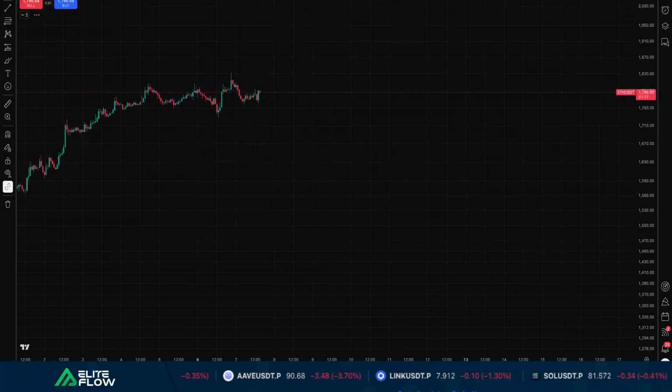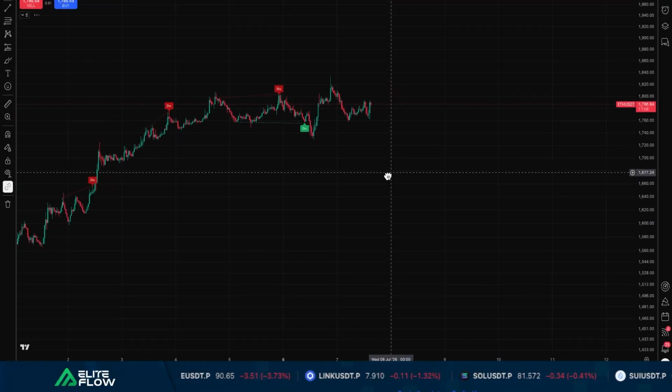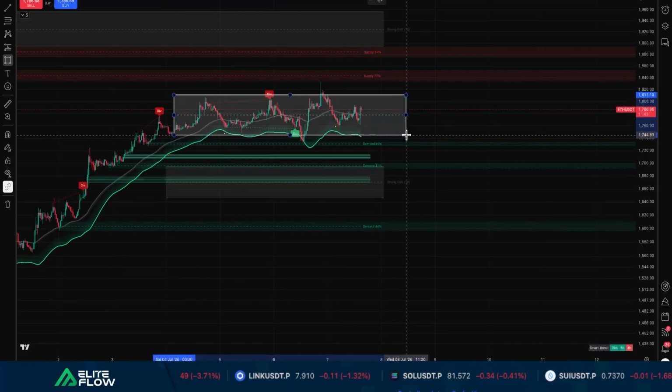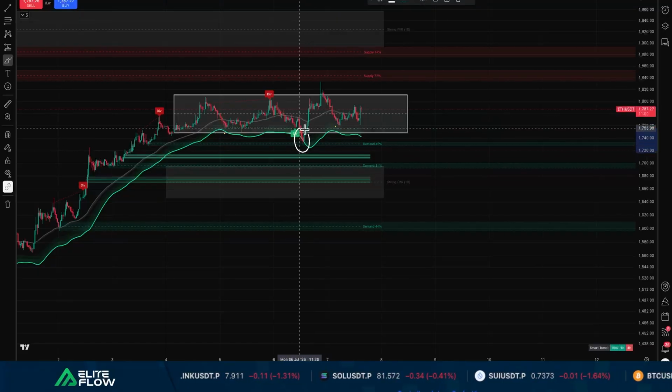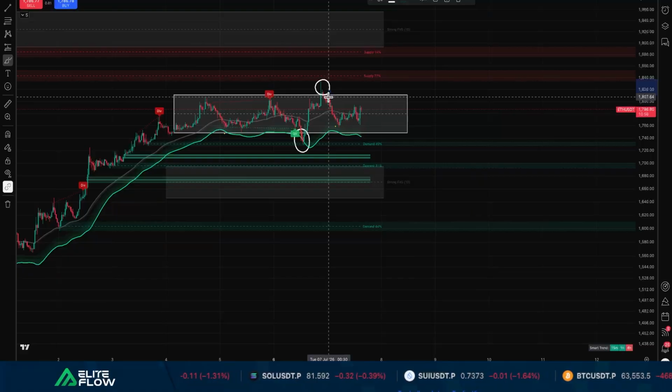Zooming in a lot more, let's go on the 30-minute time frame so that we can see it. We've got the exact same thing. We have got a sideways range, which has basically had some liquidity taken from the bottom, some liquidity taken on the top, and now let's just wait.